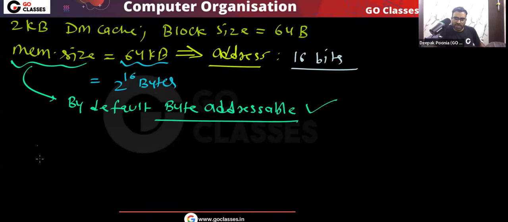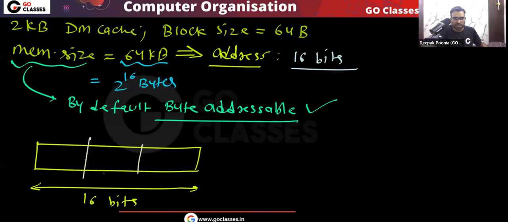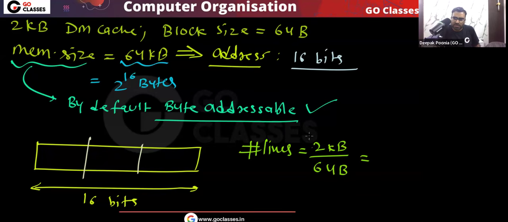Now you can see the address has 16 bits total. This is the address, and this you can divide into three parts: tag, offset, index. For index, how many bits we need? That will depend on the number of lines. Tell me how many lines are there? Number of lines will be the cache memory size, 2 KB, divided by the line size, that is 64 bytes. So it will be 2 power 11 divided by 2 power 6, so that will be 2 power 5. These many lines are there.